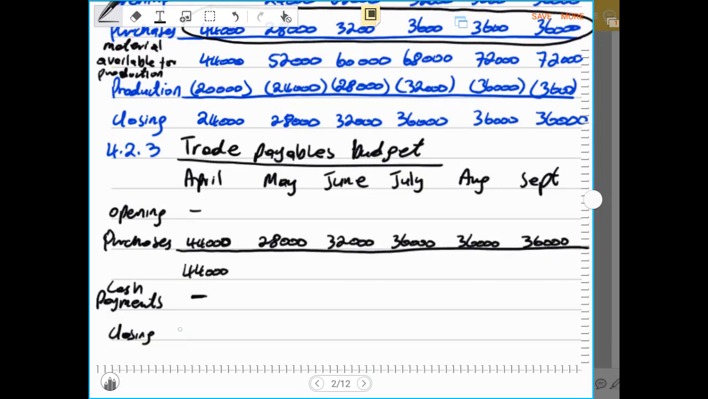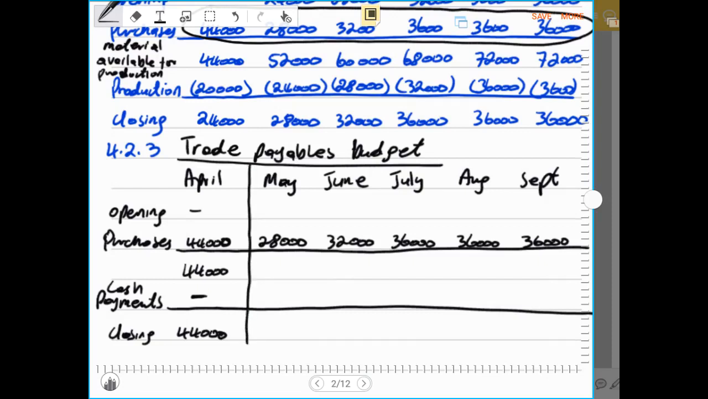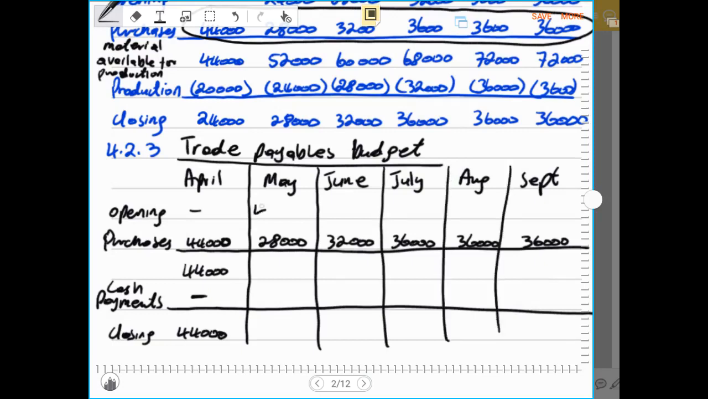No payments, then this becomes a closing balance of 44,000. So now that is the closing balance of the trade payables by the end of the month of April. If that is the closing balance, then it has to become an opening balance in the next month. Therefore, closing becomes opening balance of 44,000 in the next month.